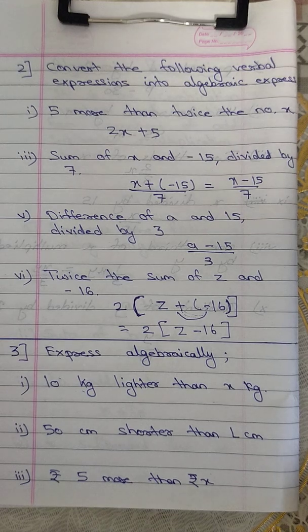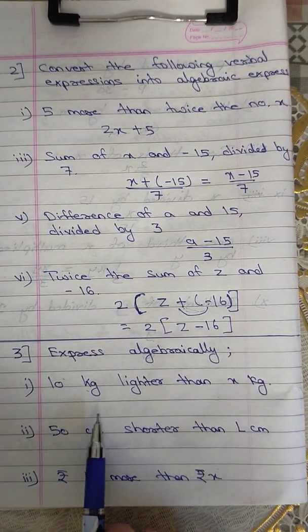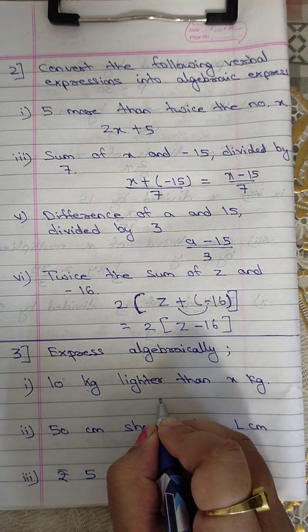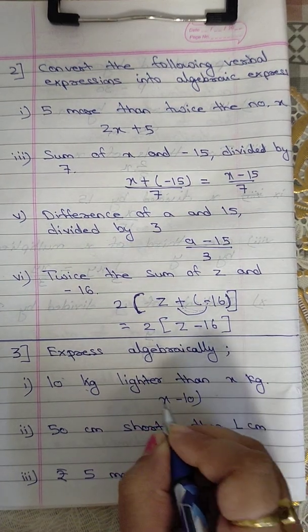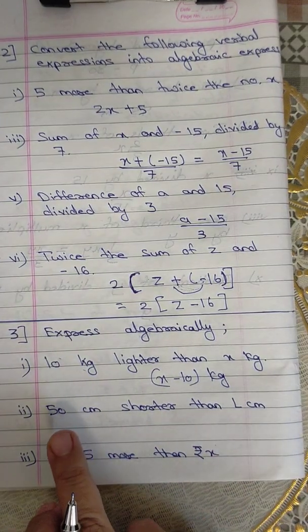Now question number 3. Again we have to express it. Let's express them. First question. 10 kg lighter than x kg. Lighter means it will be halka in weight. Kam hoga weight. Kam hoga matlab if the weight is 75 kg, 10 kg lighter will be 65 kgs, isn't it? So it means we'll subtract it. How to write it? 10 kgs lighter than x kg. So the answer will be x minus 10 kgs.